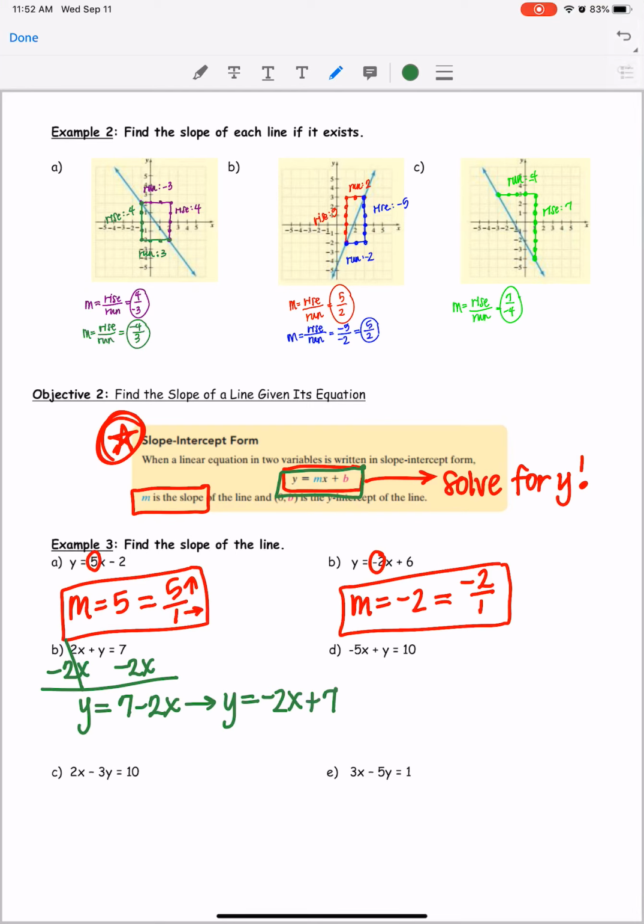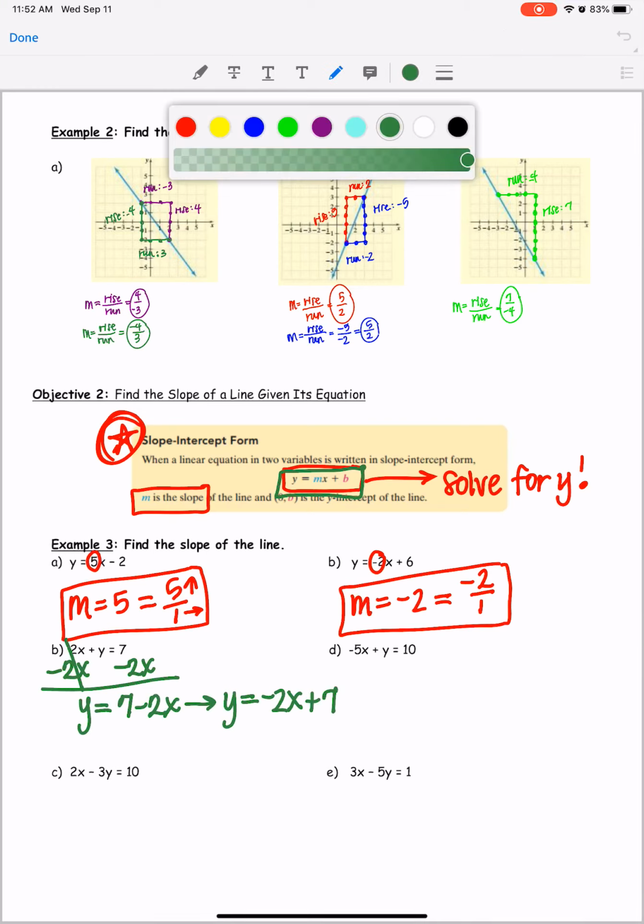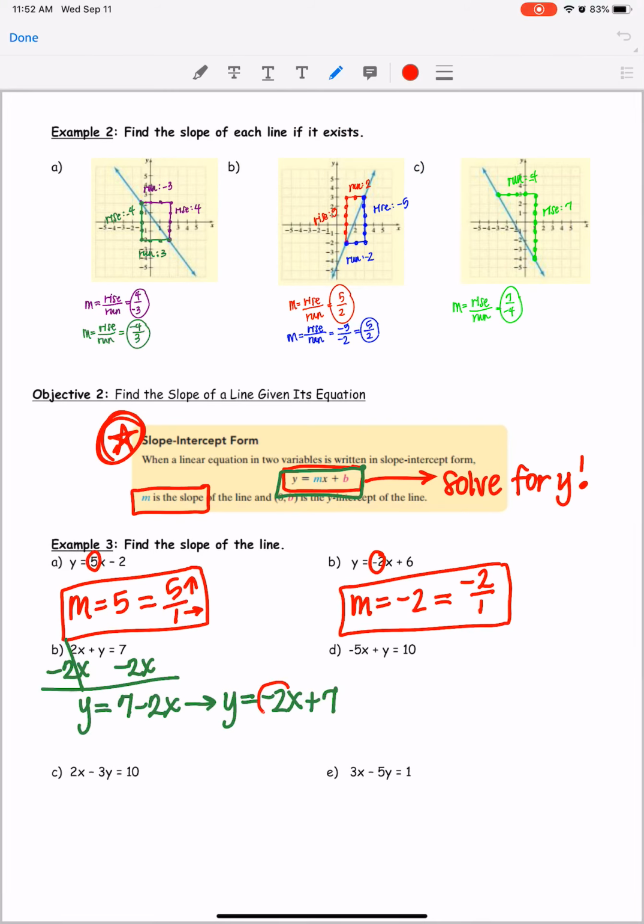Okay, so now that this is solved for y, what is my slope? My slope is right here at -2. And so we get m equals -2 again. And again, to make that into a fraction, that is -2/1.